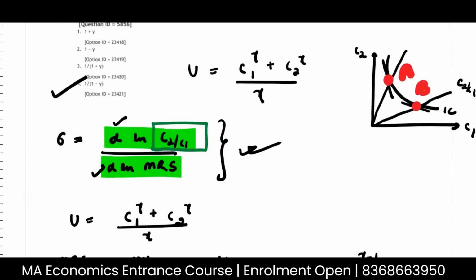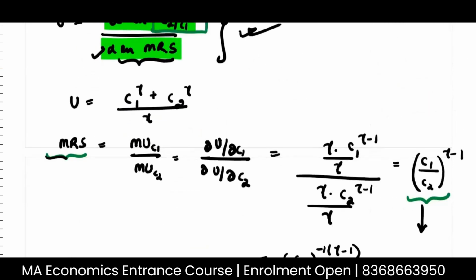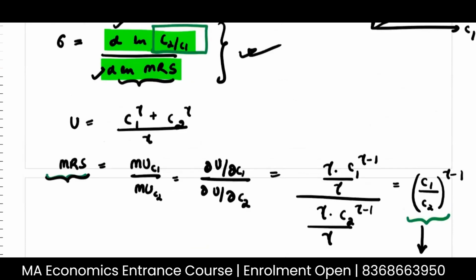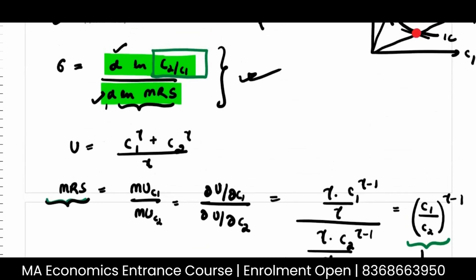A lot of people make this mistake. They start by literally finding ln MRS. So here, they would have found out, first they will find MRS, then they will do ln MRS. Then they will go ahead and differentiate that. Then they will find ln C2 by C1, differentiate that, and then divide the two.